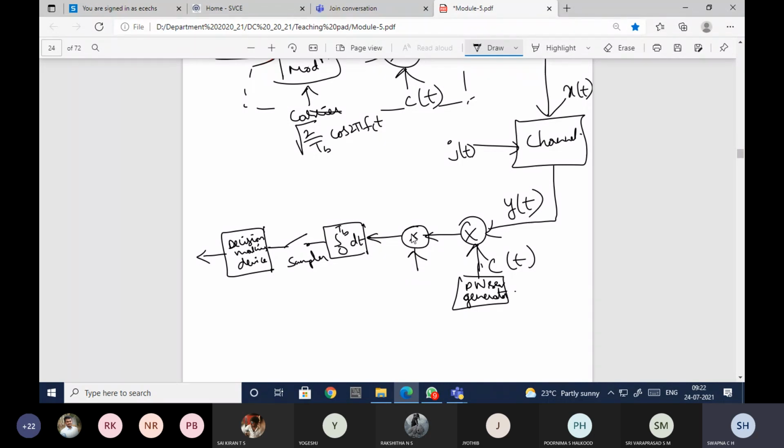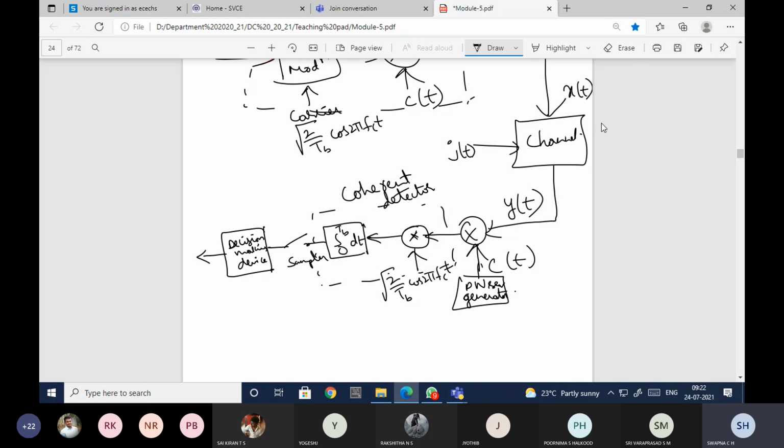So here in the product modulator, I have to use the same carrier, in the sense root 2 by TB cos 2 pi FCT. Whatever carrier I'll be using at the transmitter end, the same carrier should be used at the receiver end as well. Only then you'll be able to get the signal properly, or you can use the matched filter. Anything is fine. Here specifically we are using the coherent detector.